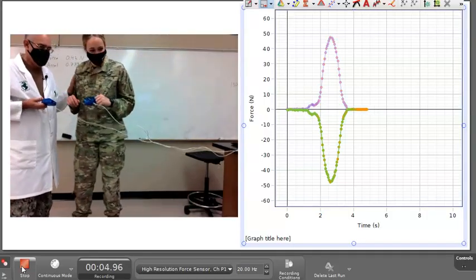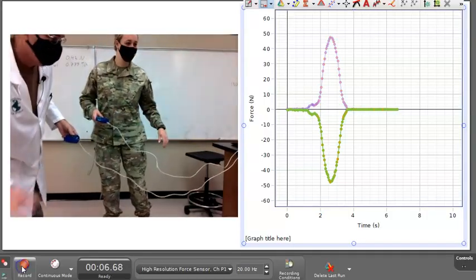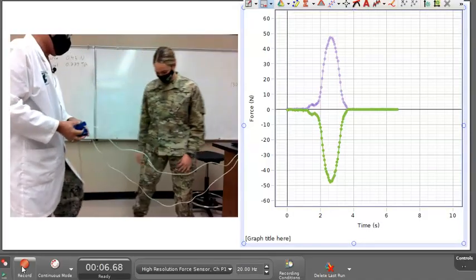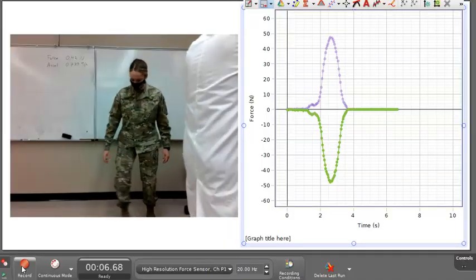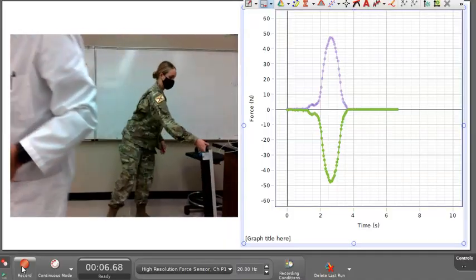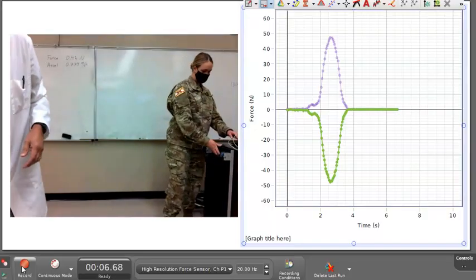Okay. There we go. We're going to stop right there. All right. I've got it right there. You can step off now. There we go. Good. Thank you very much. Okay. What does it look like? It's another mirror image, isn't it?